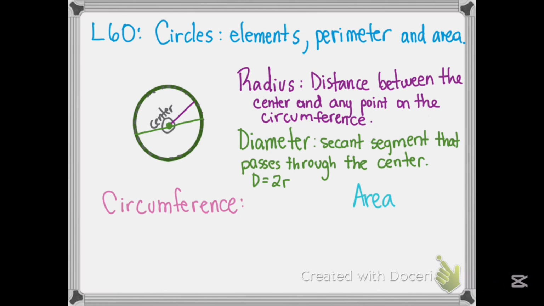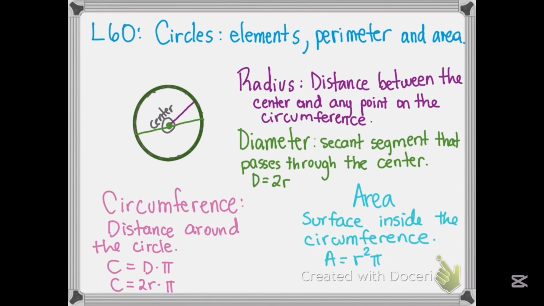Then we have the circumference. Circumference is the distance around the circle, and we can find it by using the formula circumference, C, equals diameter times pi. Now remember that diameter is 2 radii, so we can also say 2r times pi.